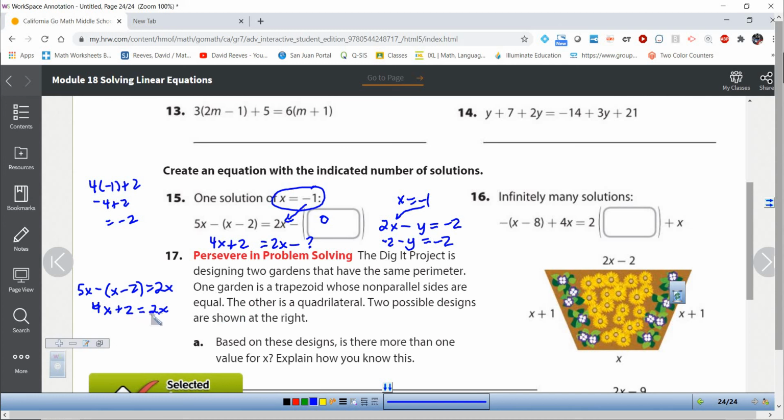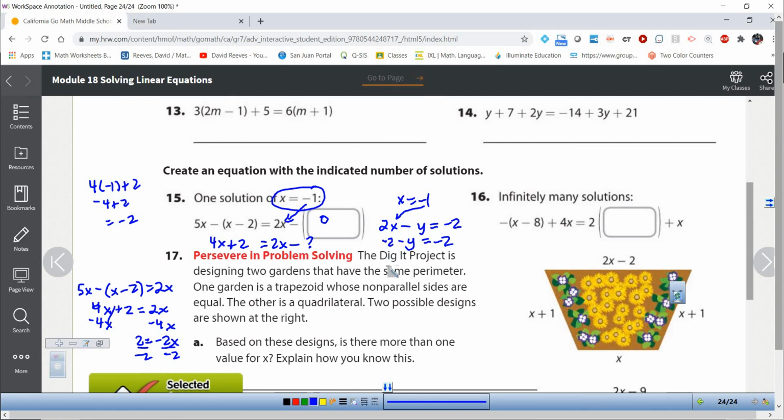All right, now normally I would subtract the smaller one from the bigger one, but because I don't like having a side be empty, I'm going to subtract 4x from each side. 2 is equal to -2x. Dividing both sides by -2, what do I get? I get x is -1.